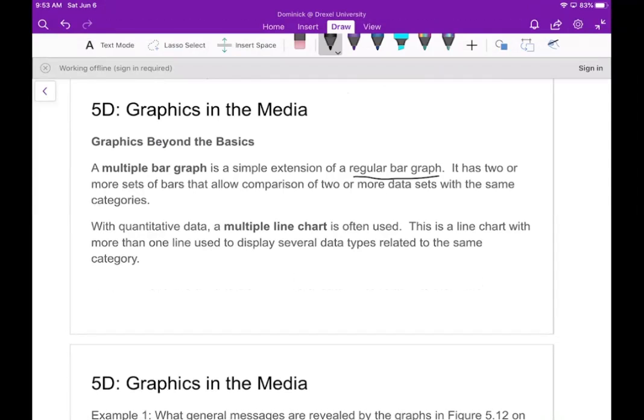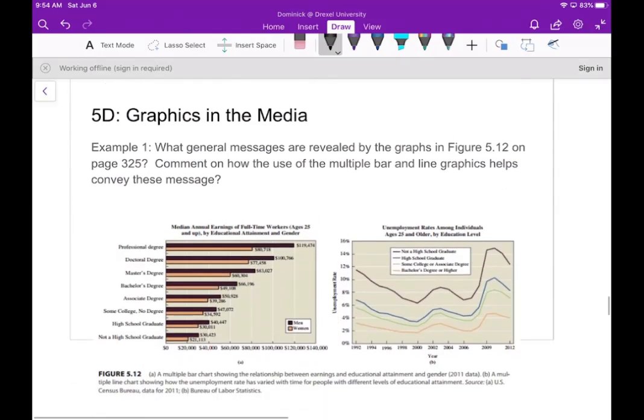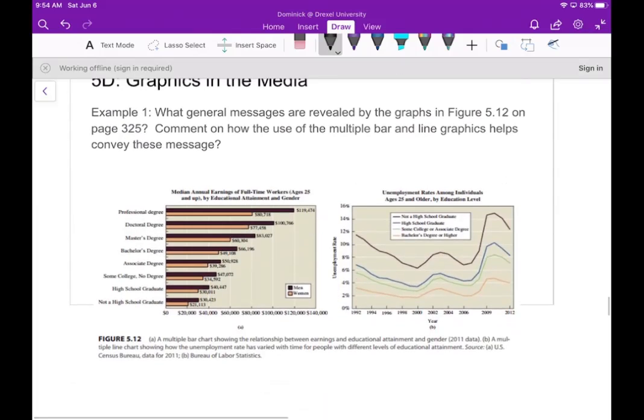Sometimes we'll also use a multiple line chart. So of course, this is a line chart just with more than one line used to display several different data types related to the same category. So in this first example, we're going to look at an example of each of those.